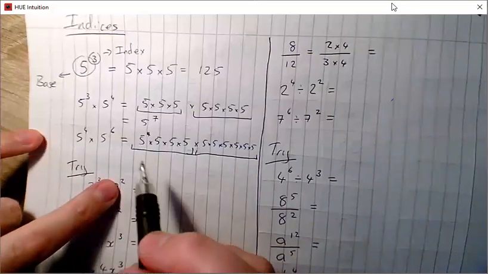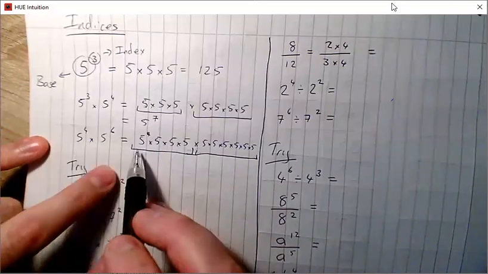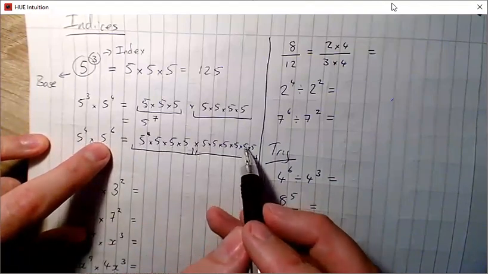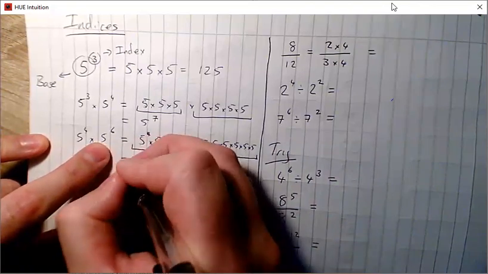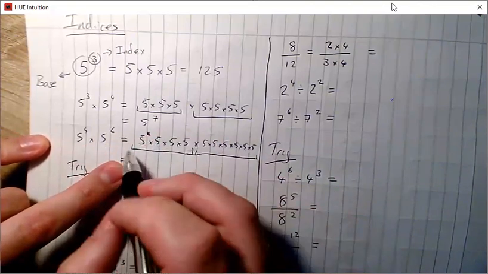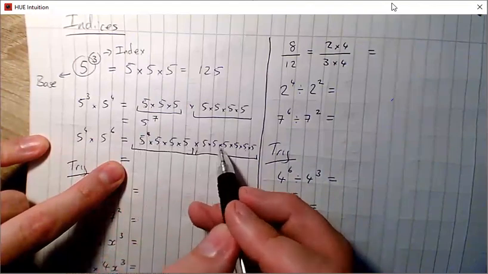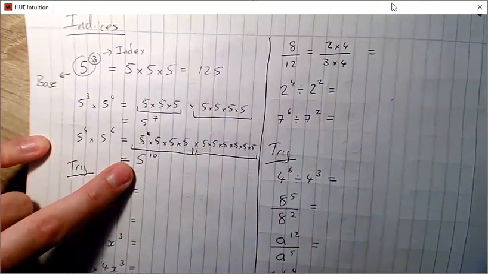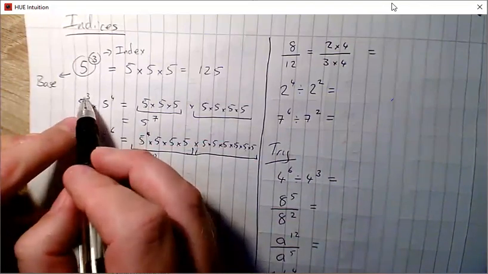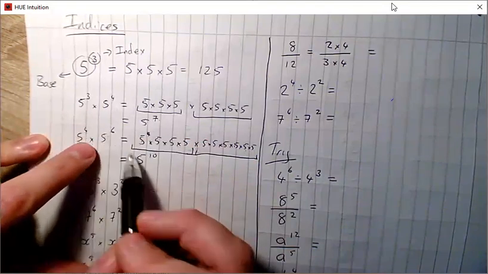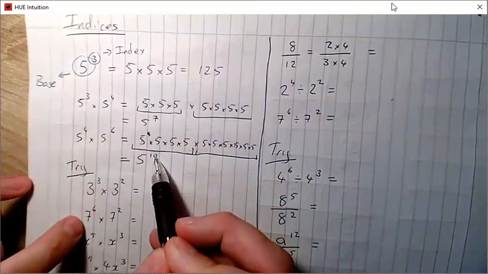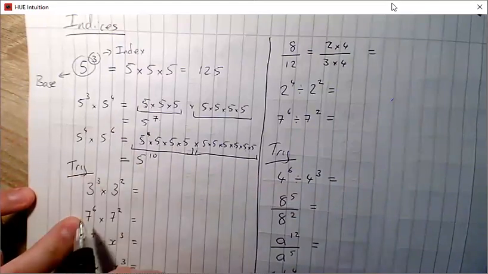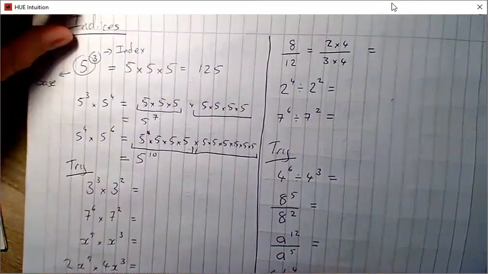Okay, one way you might do it is to write out 5 by 5 by 5 by 5 for 5 to the power of 4. 5 to the power of 6 is 1, 2, 3, 4, 5, 6, multiplied by itself 6 times. And then you'd say, well, how many times am I multiplying 5 by itself? 1, 2, 3, 4, 5, 6, 7, 8, 9, 10. That's 5 multiplied by itself 10 times. Some of you might have spotted a pattern. 3 plus 4 gives 7. 4 plus 6 gives 10. So as long as you have the same base, you can add the indices when you're multiplying two numbers of the same base. So can you try these four questions here, please?